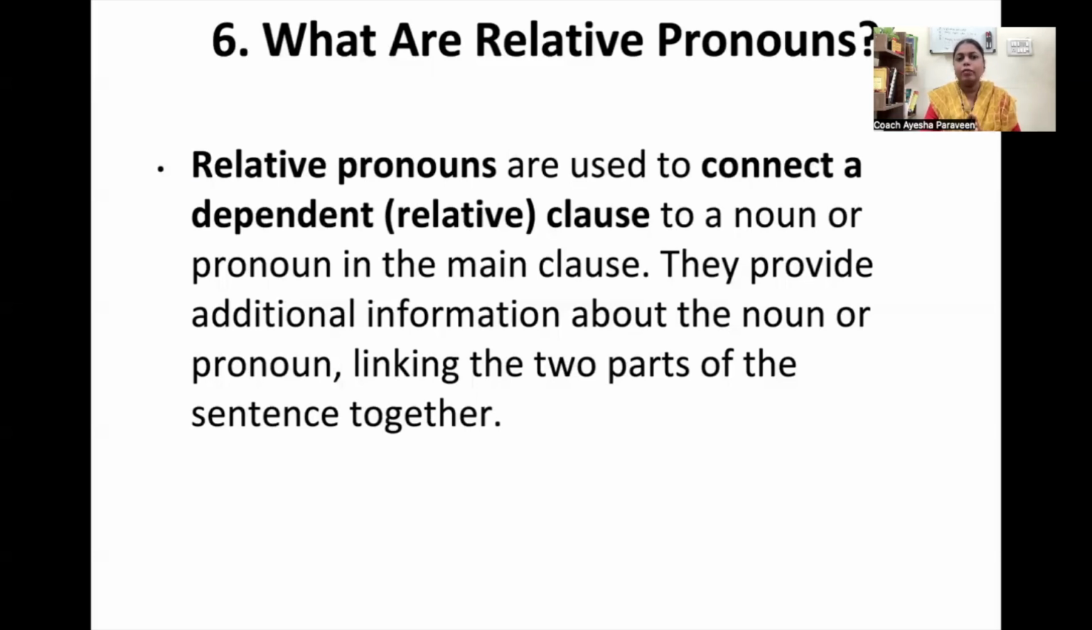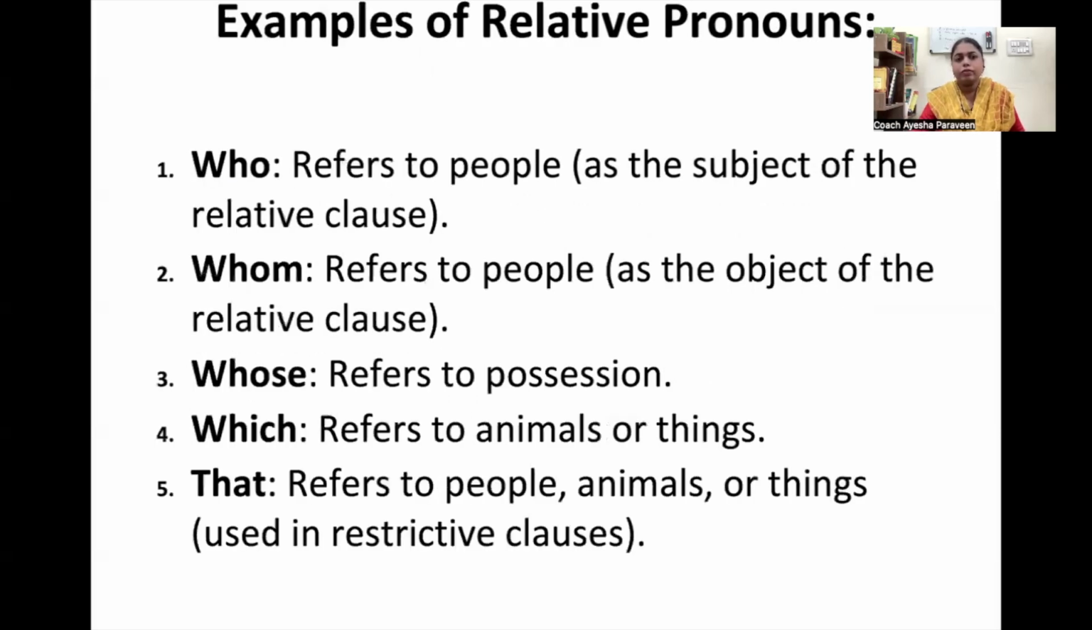This relative pronoun connects the noun or pronoun of the main clause with the dependent clause. They provide additional information. What does this relative pronoun do? It gives additional information about the noun or pronoun, linking the two parts of the sentence together. We'll understand with examples and you will get more clarity.